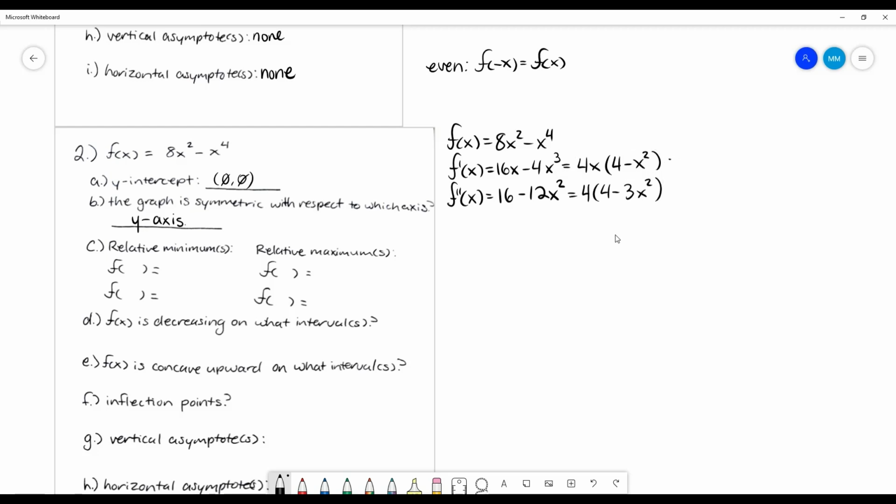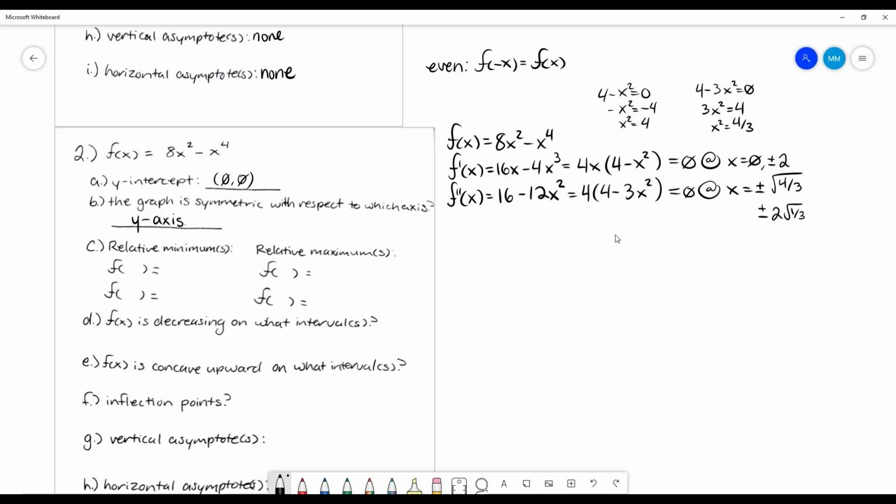Okay. So I see that this is going to equal 0 whenever x equals 0. Or let's see, if I've got 4 minus x squared equals 0, that's going to be negative x squared equals negative 4, or just x squared equals 4. So x is going to be plus or minus 2. Next up, we see that our second derivative equals 0 whenever this equals 0. So obviously it's going to be that x squared equals 4/3. So x is going to equal plus or minus the square root of 4/3. I could also write the square root as plus or minus 2 times the square root of 1/3, or plus or minus 2 over the square root of 3. Those are all different ways I could write this. These mean the exact same thing.